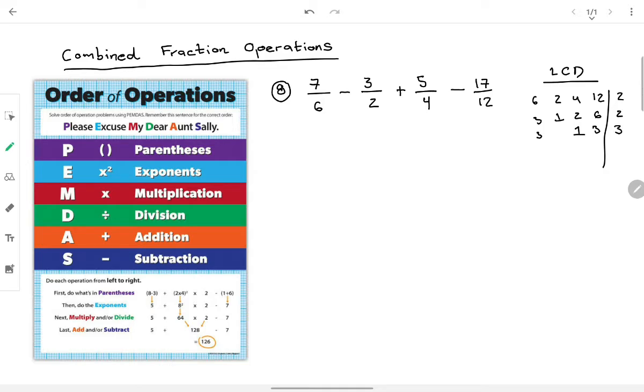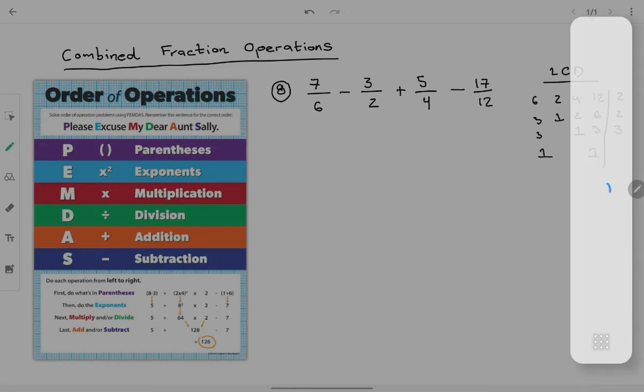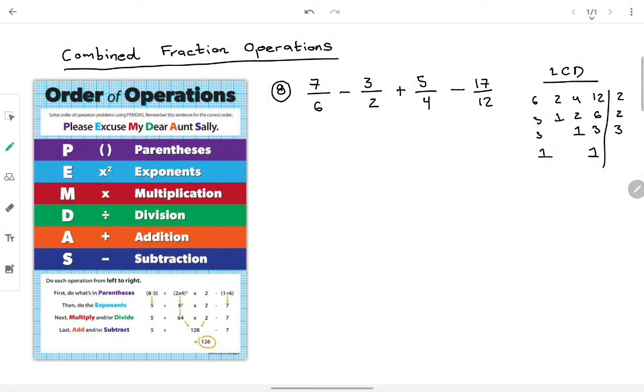Then 3, we will finish this. We saw the least common denominator. It's 12. So we need to transform them all to 12s. The last one has 12 already, so we can leave it like it is. Then 6 times 2 is 12. Then 7 times 2 is 14.